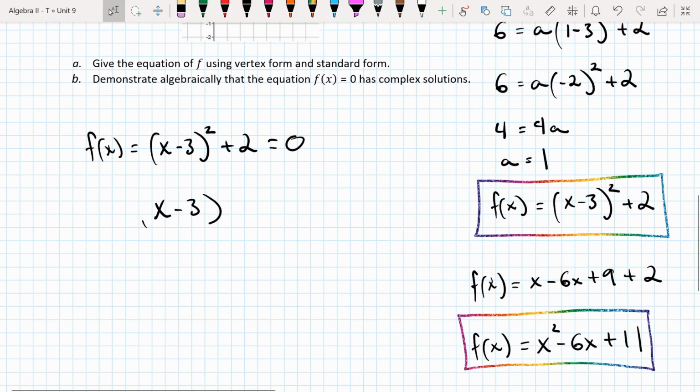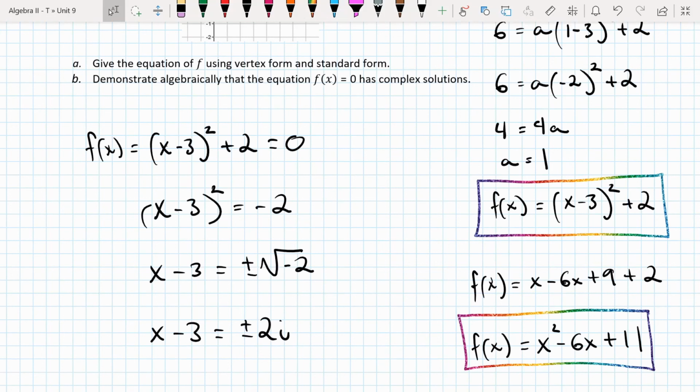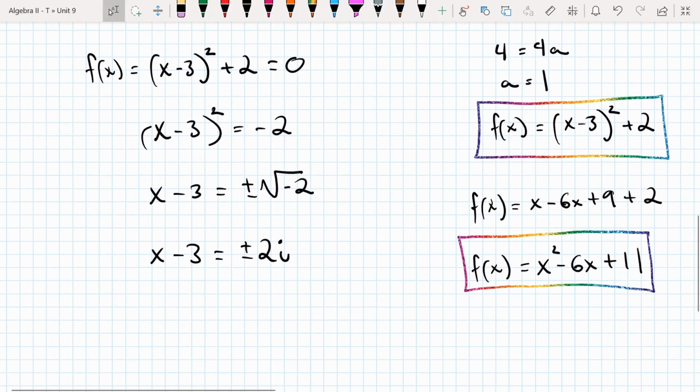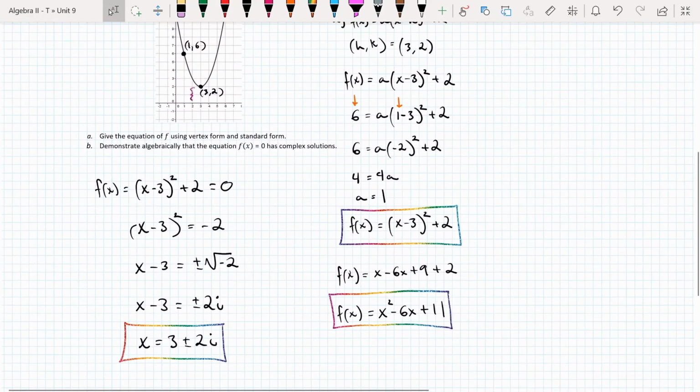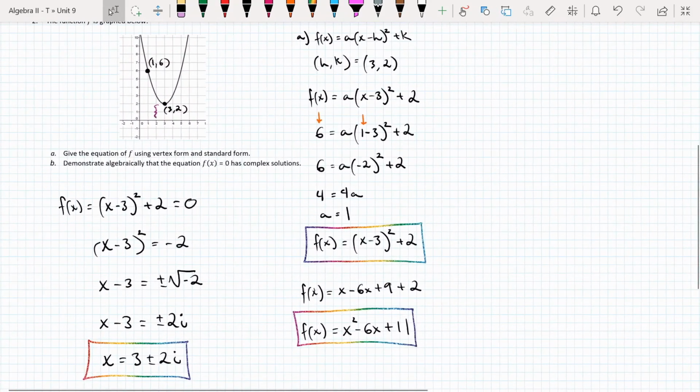So what I'm going to do is subtract 2 on both sides. Now we're going to take the square root. So we have plus or minus the square root of negative 2. Well, plus or minus the square root of negative 2, that's plus or minus the square root of 2 times i, the imaginary number i. And so the solution to this equation is a complex number. And it is a complex number because the graph does not cross the x-axis. Okay, so it's really important that you guys know that for the final exam.